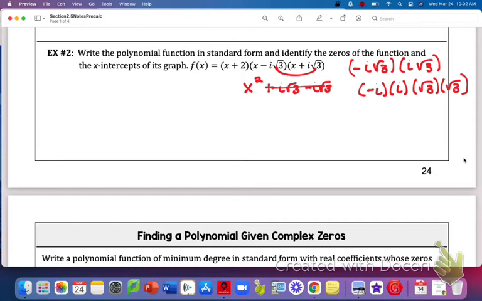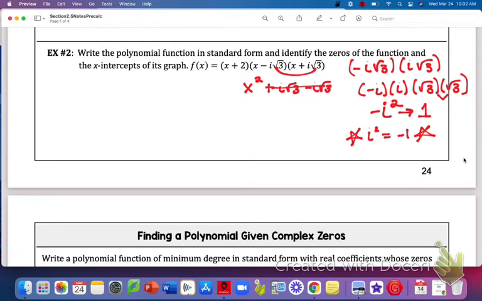So negative i times i would be negative i squared. Now, do you guys remember what i squared is equal to? So i squared is equal to negative 1. If you don't remember that, you're going to want to make a quick star somewhere on your notes so that you remember that. So if i squared is negative 1, then the negative of i squared would be positive 1.